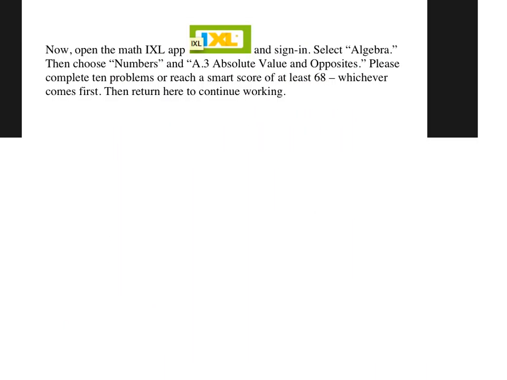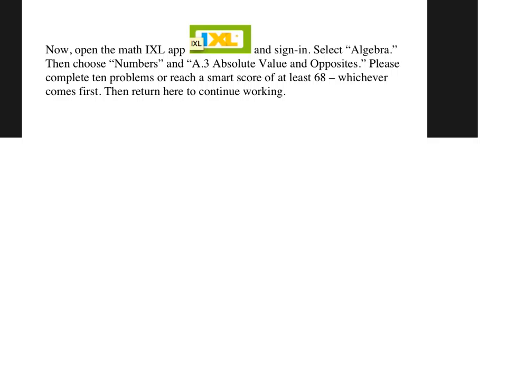Okay, so now you're going to open the Math IXL app. So you're going to select Algebra, then go to Numbers. A.3 is the section we're focused on. It's absolute value and opposites, so it's in that very first section. You're going to complete 10 problems or reach a SMART score of at least 68, whichever comes first. Then you're going to return here to finish this video and notes.